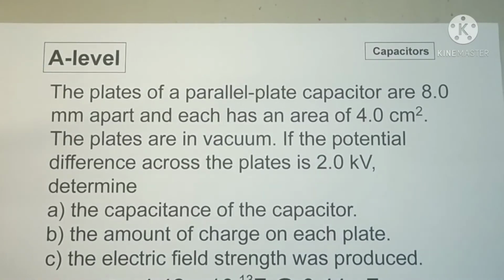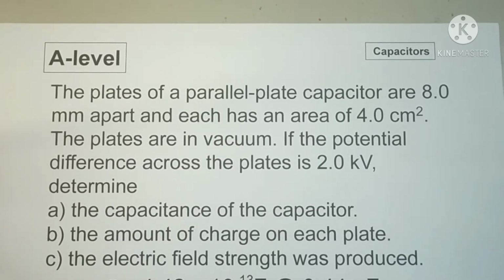Let us try to attempt these A-level questions. The plates of a parallel plate capacitor are 8.0 mm apart and each has an area of 4.0 cm squared. The plates are in vacuum. If the potential difference across the plates is 2.0 kV, determine A, the capacitance of the capacitor; B, the amount of charge on each plate; C, the electric field strength produced.